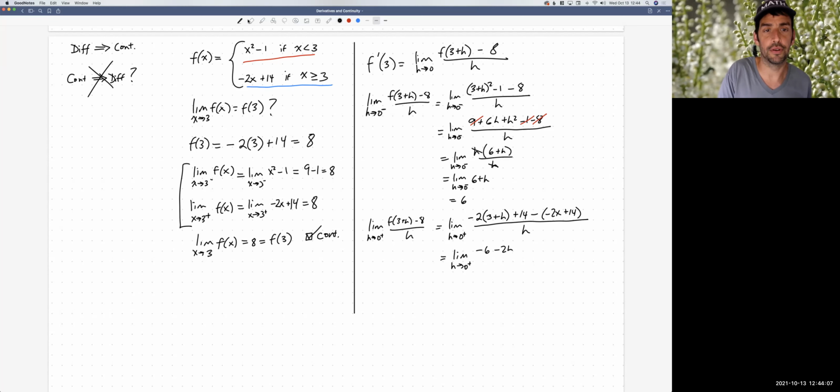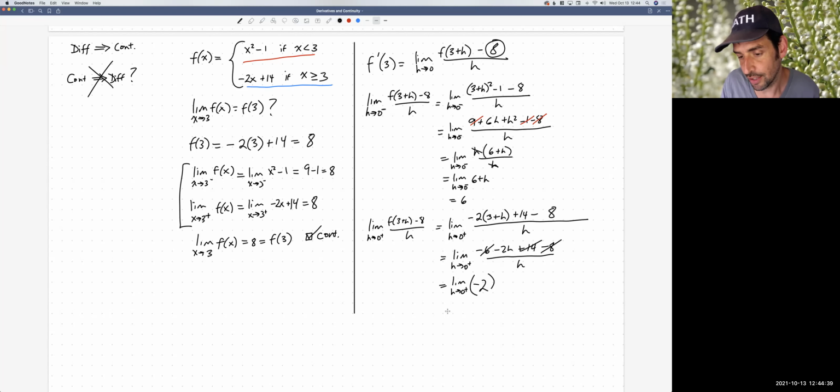Oh, sorry, I wrote the wrong thing here. I knew something was wrong. This is minus our 8. Sorry about that. All right, so now I've got negative 6 minus 2h plus 14 minus 8 over h. Well, my minus 6 plus 14 and minus 8 are 0. I've got negative 2h over h. I've got negative 2. The limit as h approaches 0 of negative 2 is simply negative 2.